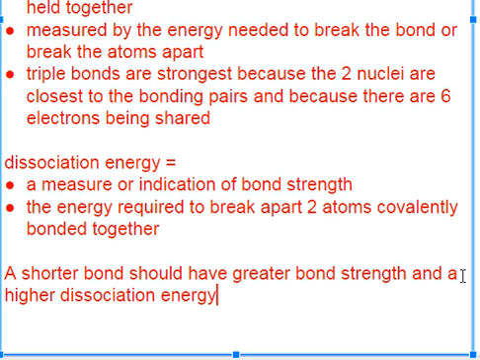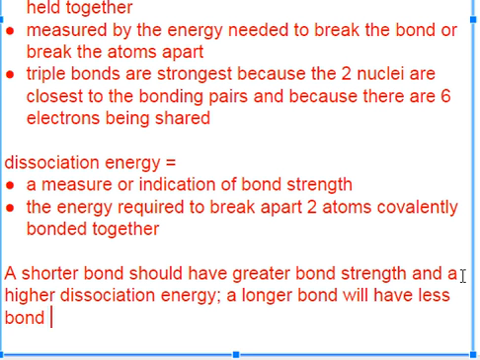Dissociation means like to distance, to break apart. Associate means to bring together. So dissociation energy is that breaking apart. So a shorter bond should have greater bond strength and a higher dissociation energy, and that means a longer bond will have less bond strength and a lower dissociation energy.